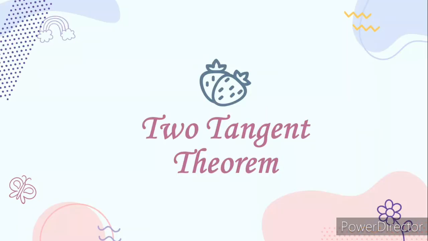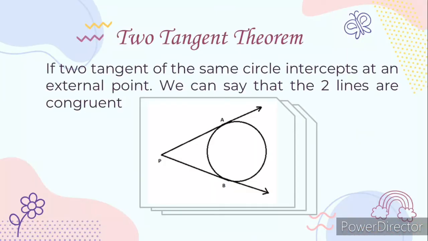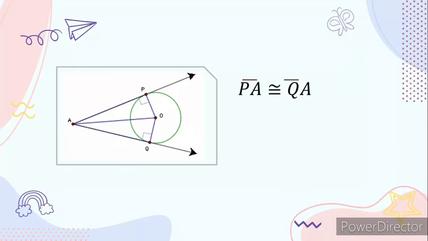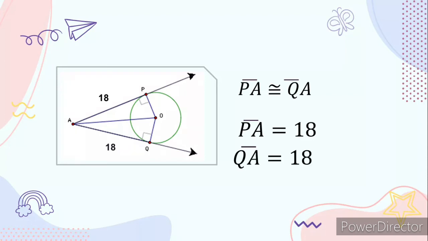Two-tangent theorem. The two-tangent theorem states that if two tangents of the same circle intersect at an external point, we can say that the two lines are congruent. Example: line PA is congruent to line QA. If the measure of line PA is 18, then line QA is also 18.